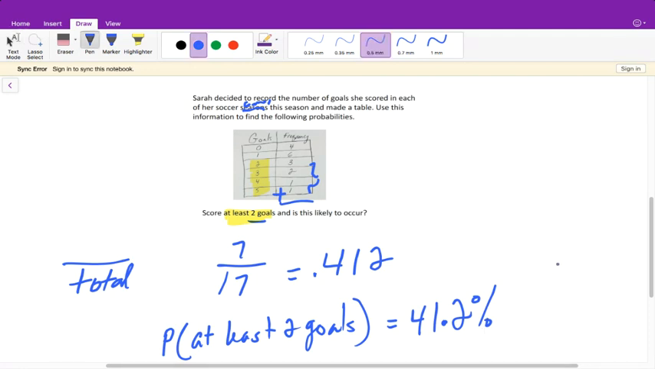And is this likely to occur? I would say that it is somewhat unlikely because it is less than 50%. So although it's close to 50%, which would mean it's equally likely and equally unlikely, since it's less than 50%, it's still somewhat unlikely. But it's not as unlikely as if it were like 5% or something like that. All right, let's move on to the next question.